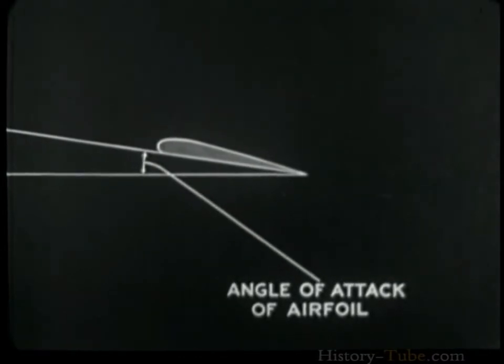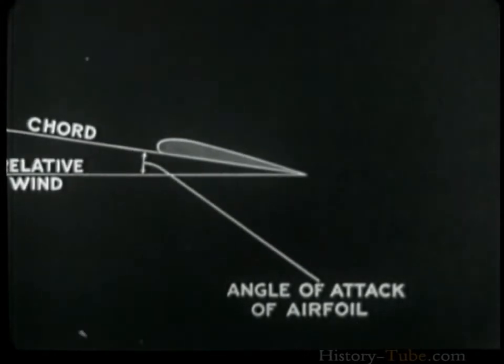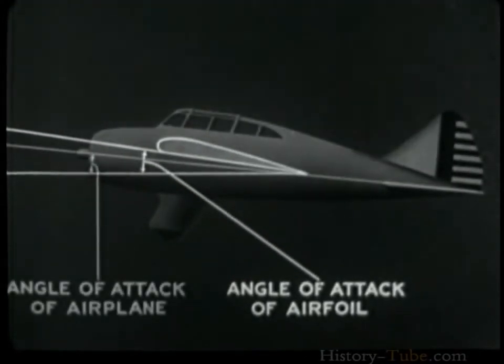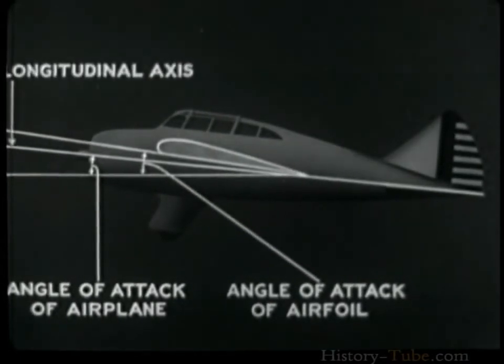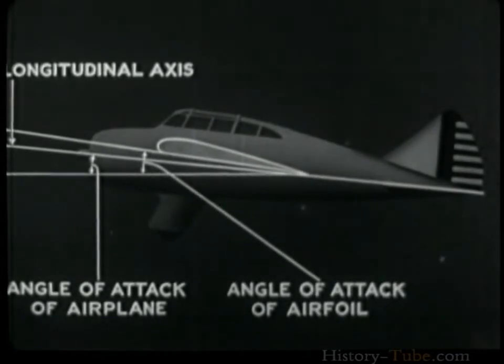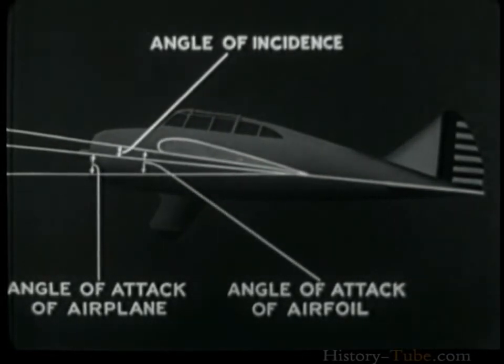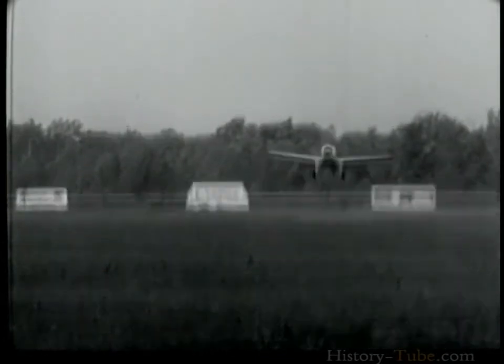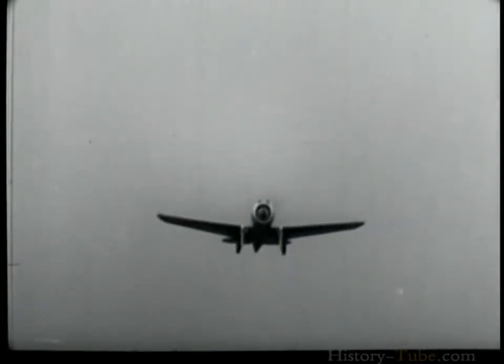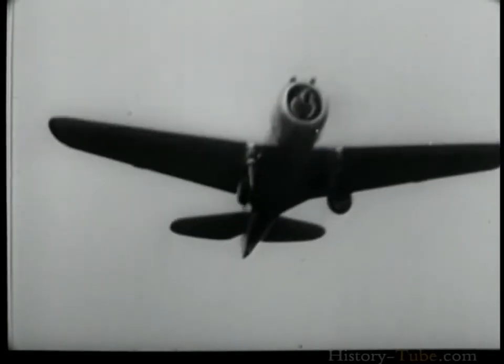The angle of attack of an airfoil was shown to be the acute angle between the chord of the airfoil and the relative wind. The angle of attack of the airplane as a whole is the acute angle between the longitudinal axis of the airplane and the relative wind. The difference between these two angles is constant for any given airplane and is called the angle of incidence. Although the angle of attack is constant for any given wind tunnel test, in actual flight the angle of attack of the airfoil varies with changing attitude and speed of the airplane.